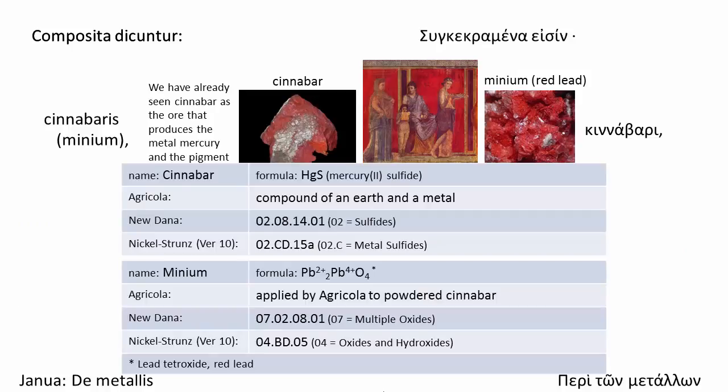For Agricola, cinnabar was a compound, a compositum of an earth and a metal. In mineralogy today, we clearly distinguish between the metal sulfide cinnabar and the red lead metal oxide minium that sometimes coats cinnabar.